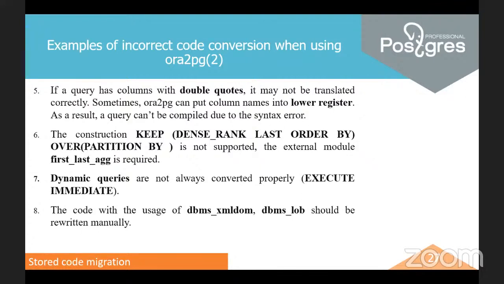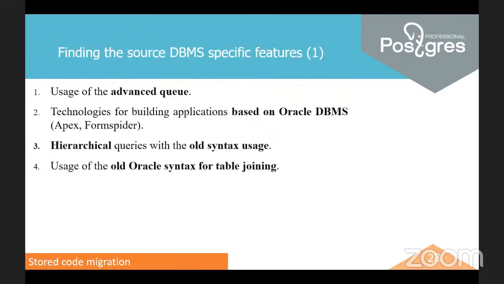should warn you that it doesn't cover all the functionality you need, and Pavel Stehule has mentioned it in the documentation. The code with the usage of the DBMS XML DOM and blob should be rewritten manually, so Oracle PG cannot help you with that. And moreover, some queries, as I have just mentioned, should be rewritten manually to provide the required performance. And the most common cases and their solutions are presented below.